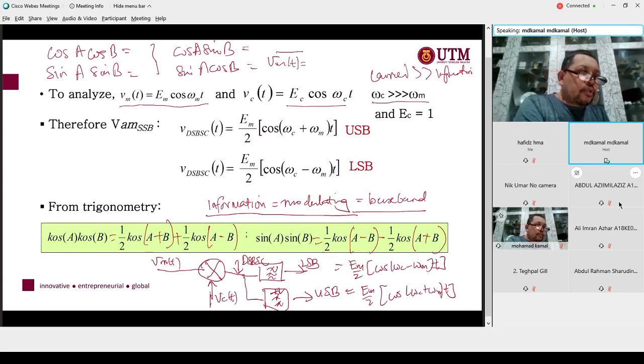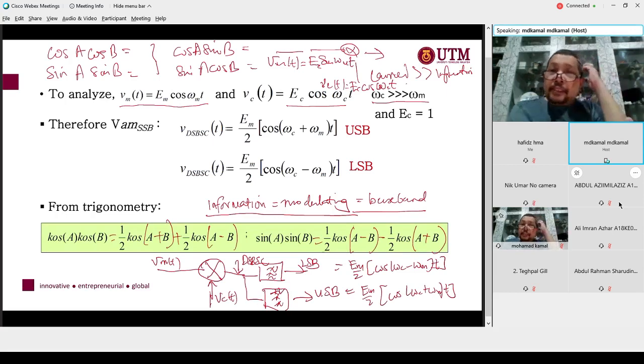VMT actually equals to what? EC sine omega MT, and then this one, VCT, actually is equal to EC cos omega CT. Okay, so the only thing that is different maybe is in terms of the phase, the rest is the same. The phase you have a positive or negative phase. Negative means 180 degrees, but if you talk about the magnitude, it will be the same later on. All right.